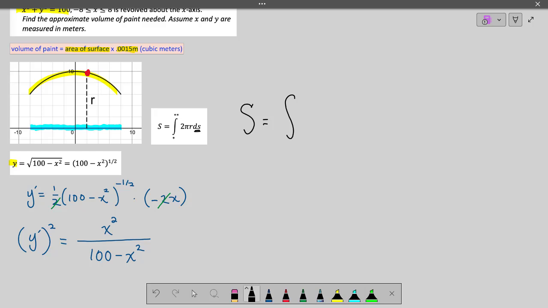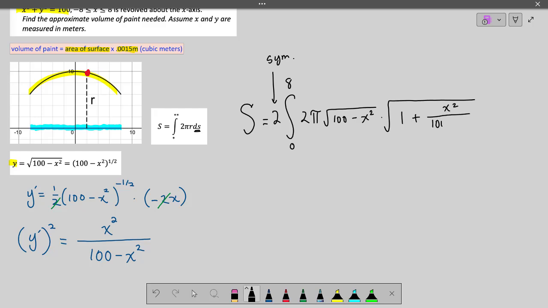So let's go ahead and put a 2 out in front. So this is by symmetry. And we'll go 0 to 8. And then we have the 2 pi r. R is the function. And then we have the ds, which is 1 plus the derivative squared. We found the derivative squared. So there's our setup.